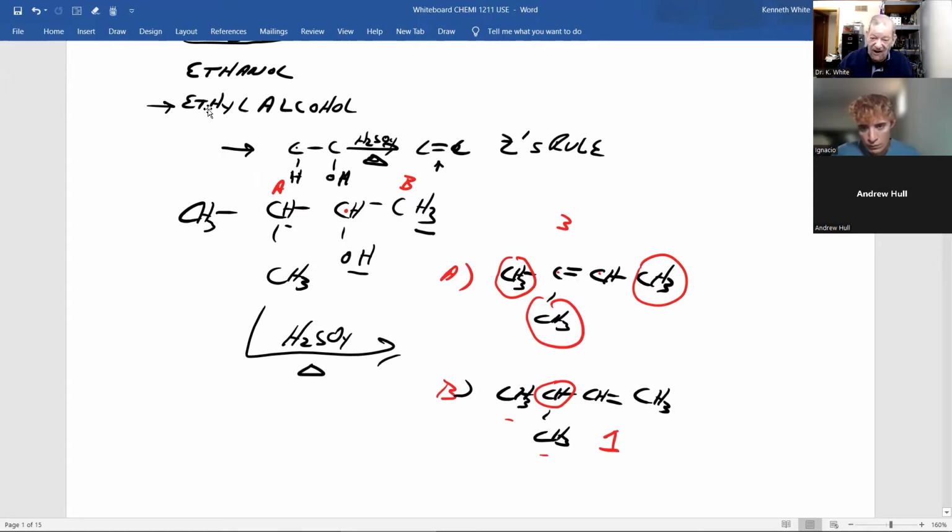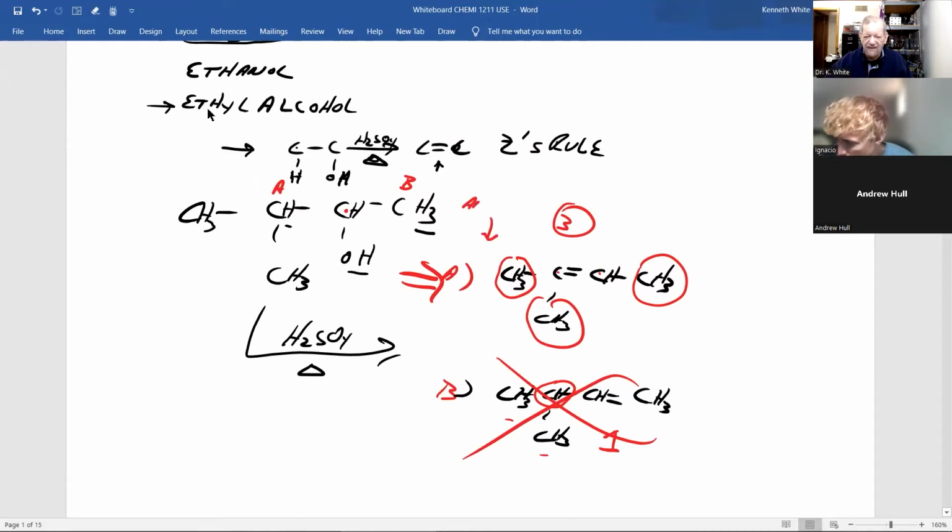Well, we got to use our high-level math in Dr. White's class now. Which is greater, 1 or 3? And hopefully you all picked 3. So this is the answer. This is not. Okay? And that's how you do Zaitsev's rule. And that's why I stopped now to show you this.